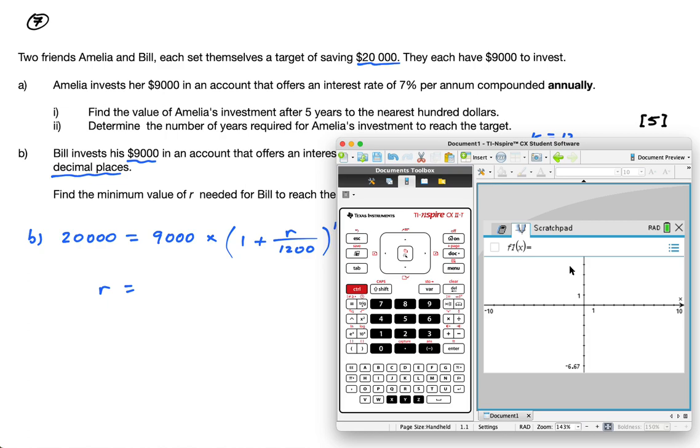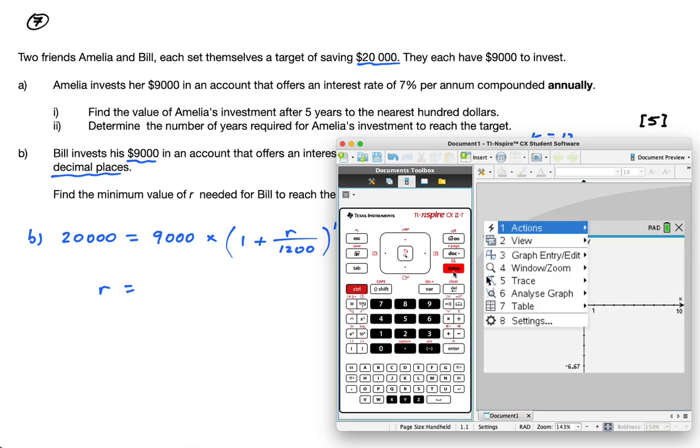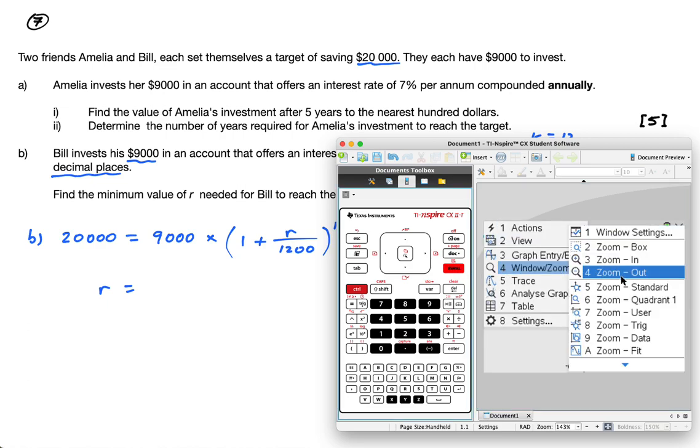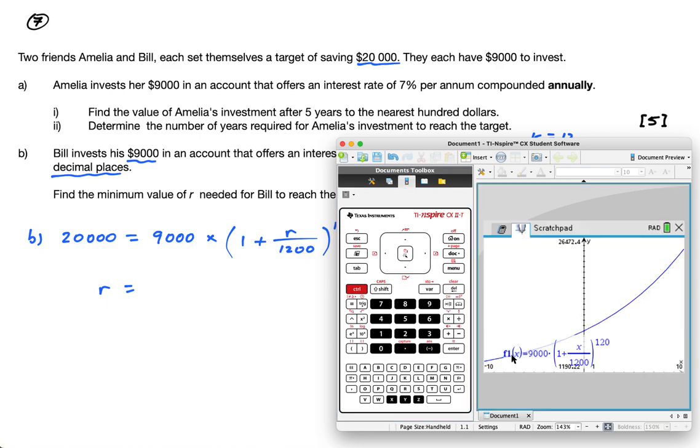So I'm going to graph this: 9,000 times 1 plus, now I have to use x, guys, because it's a graph. So x over 1,200 to the power of 120. Press enter. Nothing comes up. That's because all of this is happening around the 9,000 and the y value, so obviously I can't see it. What I like to go to for my zoom, guys, my first attempt is zoom fit. Click zoom fit, and in this case it's actually nice. That's a very nice fit. And this is 26,000, so my solution is going to be, this is 9,000, this is 26,000. My solution is going to be in here, somewhere around here.